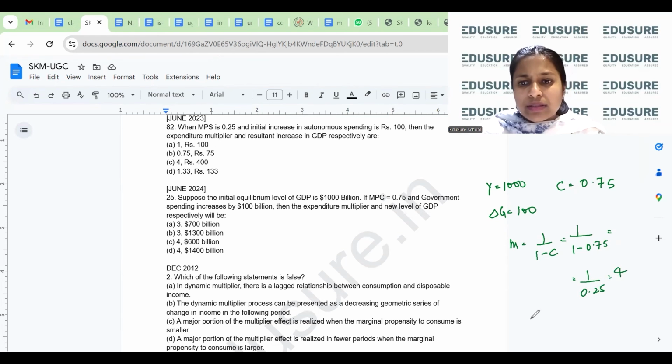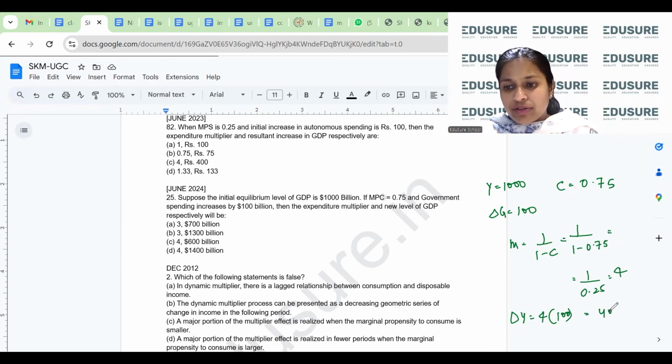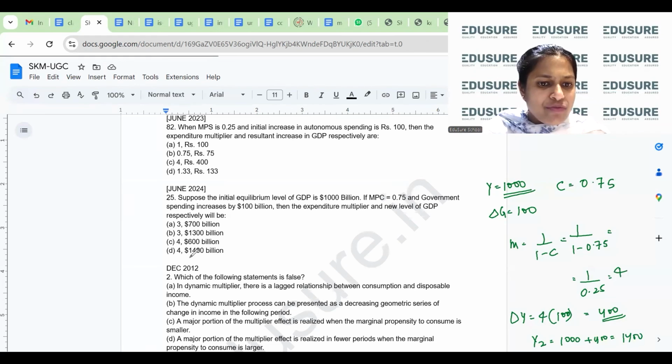And the change in Y is again 4 times the initial change in government expenditure, which is 100. So 400. So if initial income is 1000, the new income is going to be 1000 plus 400, which will be 1400. So the answer is going to be 4 and 1400 and not 4 and 600. So D is the right answer.